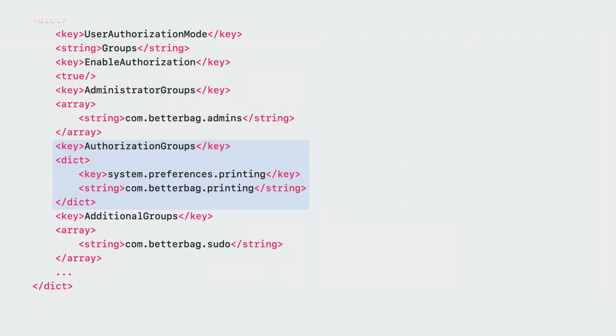Authorization groups are specific groups used to grant access to otherwise restricted rights as defined by the authorization database. In this example, the user gets the ability to modify printer configurations in system settings without requiring administrative privileges. An entry in the additional groups array creates a local group if it doesn't exist and makes it available in the local directory service. In this example, sudo is configured to use this group.